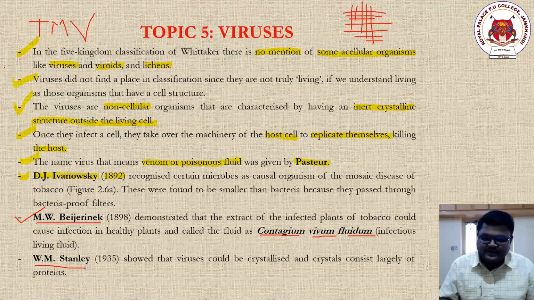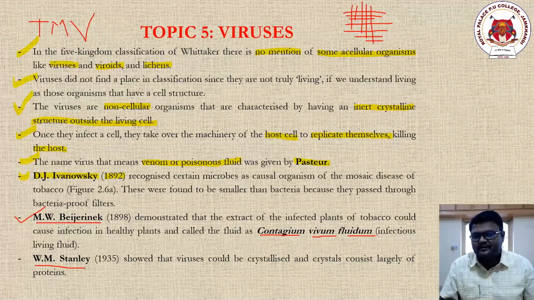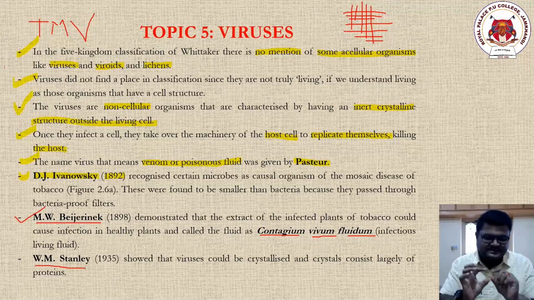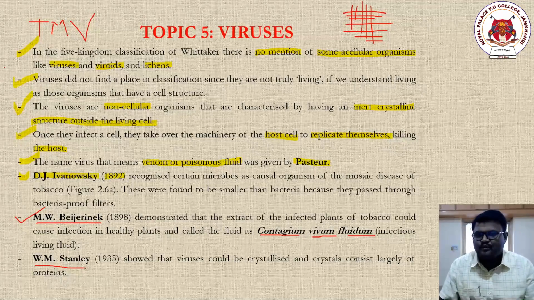Coming to the last scientist, W.M. Stanley, showed that viruses could be crystallized and that the crystals consist largely of proteins. This is another work on viruses: he took out that portion of the virus, and under a variety of experiments it can be formed into crystals, and these crystals contain proteins. This is also an important section.